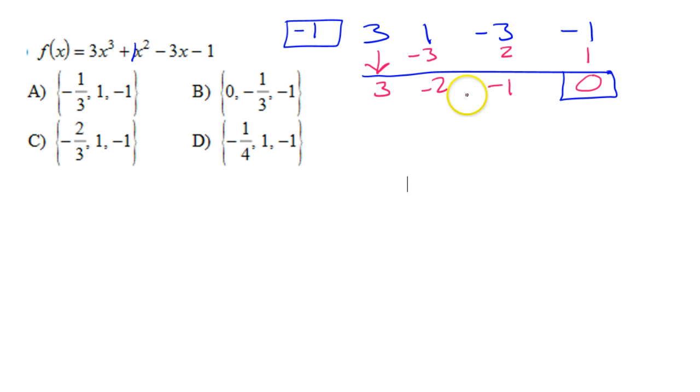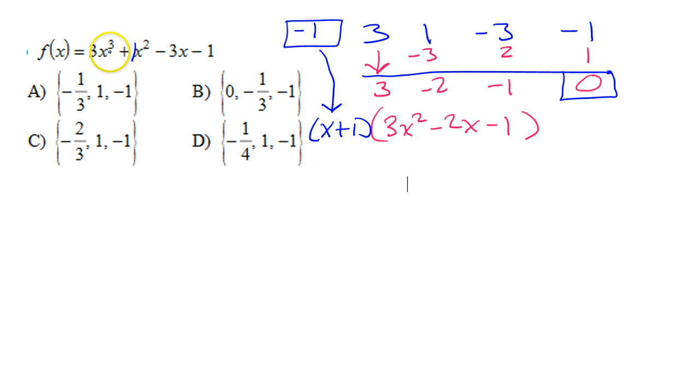Now, these are the coefficients of a trinomial. The trinomial 3x squared minus 2x minus 1. Now, the 0 of negative 1 would come from a factor of x plus 1. So far I have factored this polynomial down to this. Now, I'm betting that this trinomial, shown here in pink, will factor more.